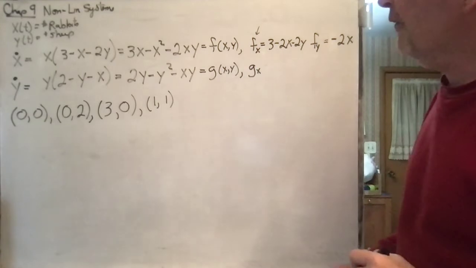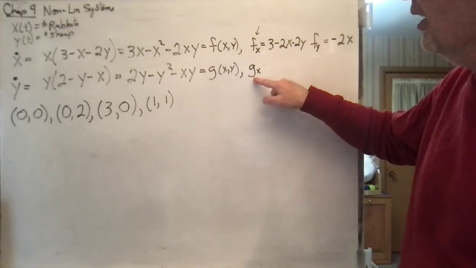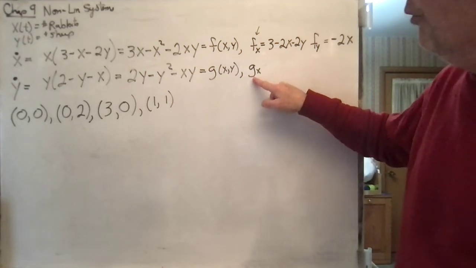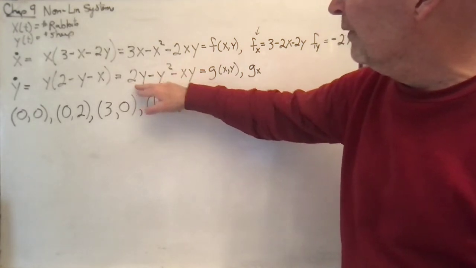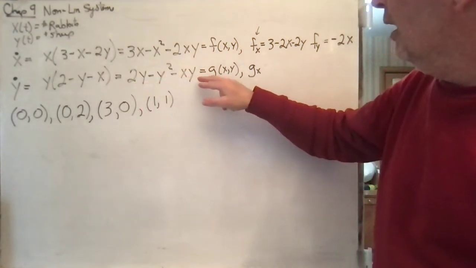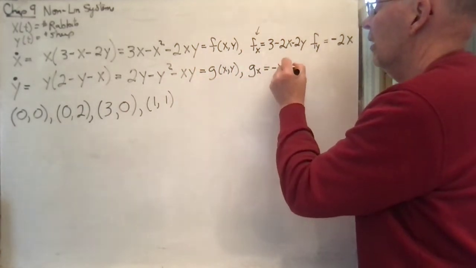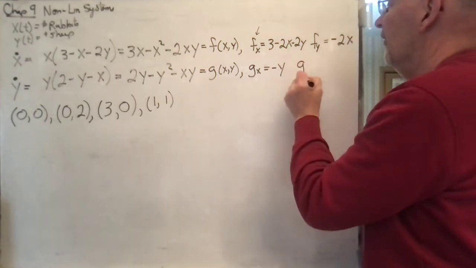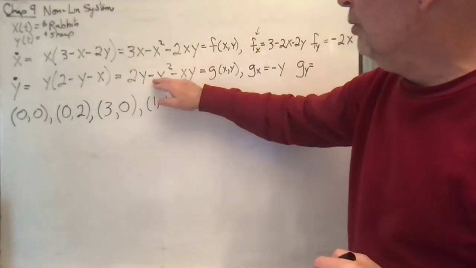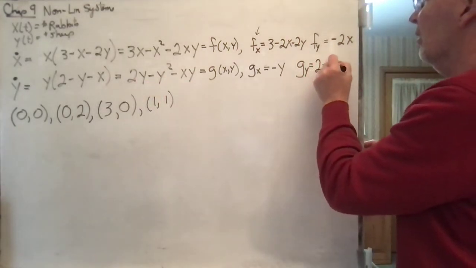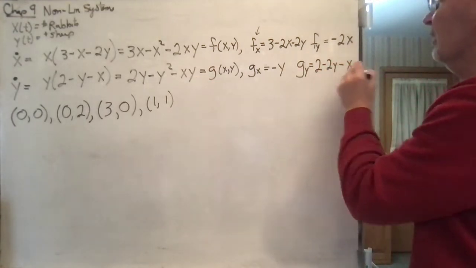Let's do the same thing with g. What's the partial of g with respect to x? X is your variable, y is a constant, so the derivative of that and that are both going to be 0. X is the variable, and so it's just going to be a negative y. Okay, and then finally, the partial of g with respect to y is going to be 2 minus 2y. And then the partial of this with respect to y is going to be minus x.